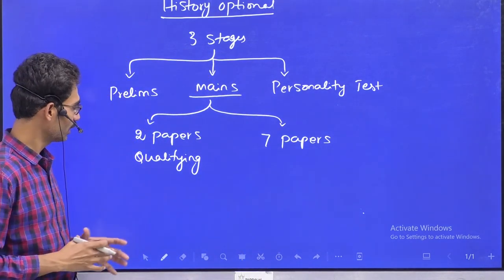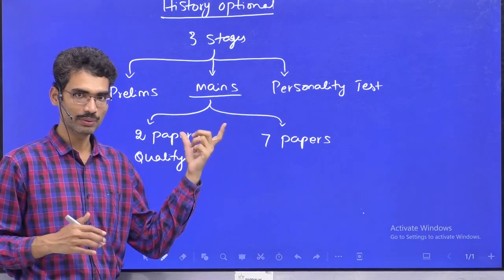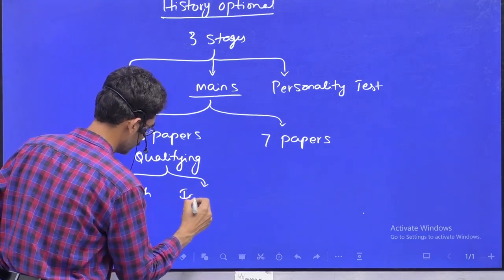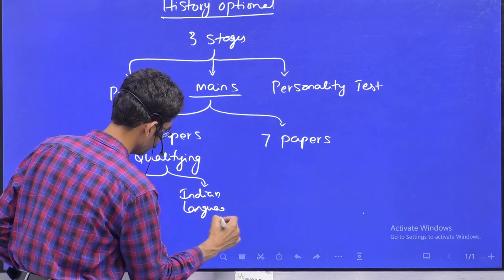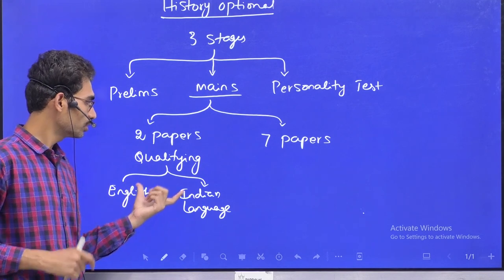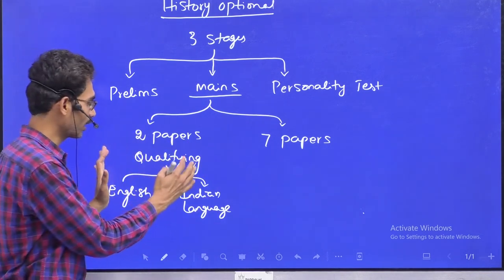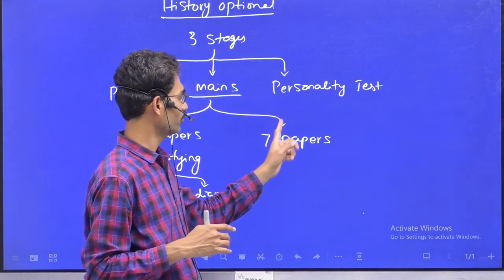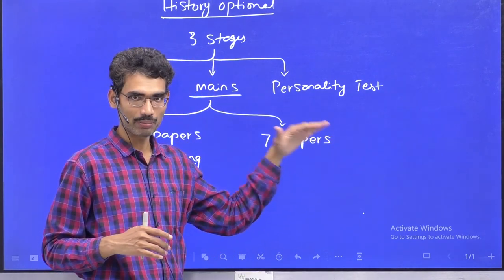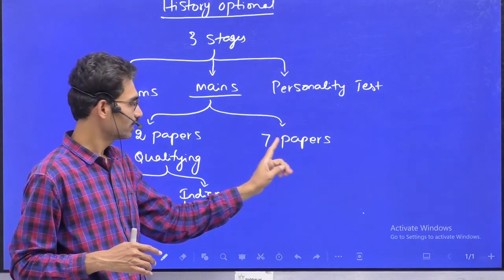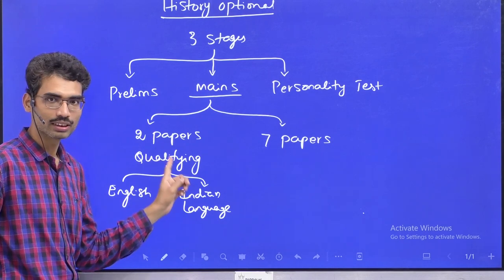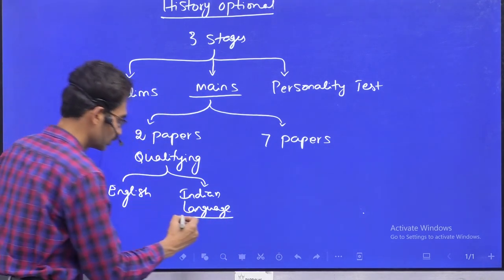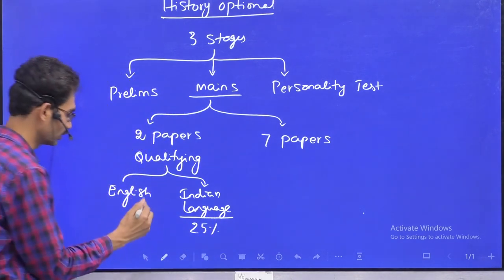These 7 papers are very, very crucial, but the 2 qualifying papers are also crucial nowadays, because one paper is English and another paper is an Indian language. Every student should pass these 2 papers also. Even though they are not counted for the total marks and the rank, whether you are qualified for the personality test is decided by the 7 papers, but these 7 papers are evaluated only if you are qualified in these 2 papers. So it is similar to prelims, just to get 25% of marks is required to cross this.